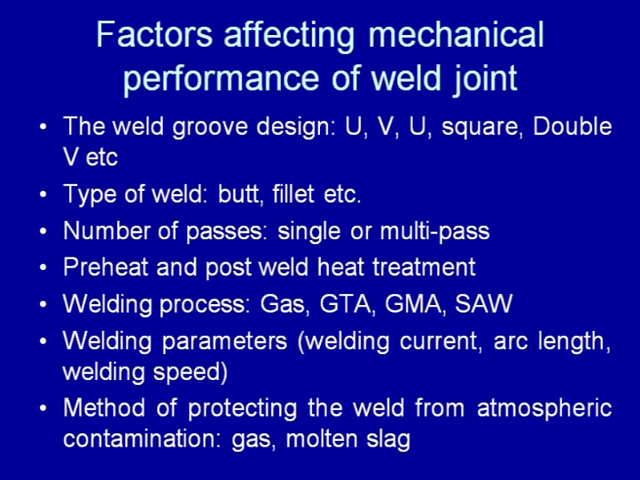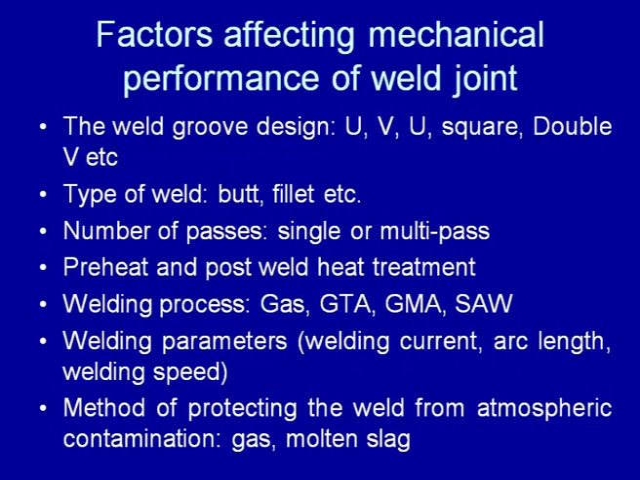Therefore, it becomes important to see, other than the weld metal properties and the load resisting cross sectional area of the weld joint, what are the factors that can affect the performance, especially the mechanical performance, of the weld joint. The first one is the kind of weld design being used. So, what kind of weld groove design is being used? It is U, V, single U, single V, W, double V, square, J, etc.